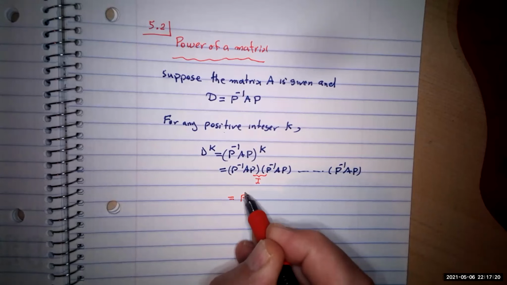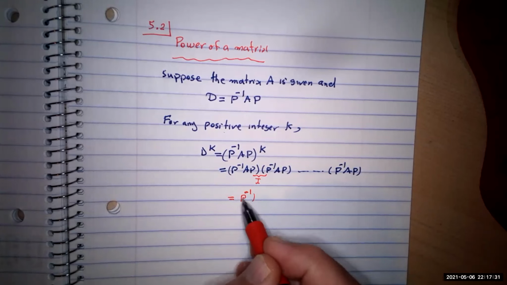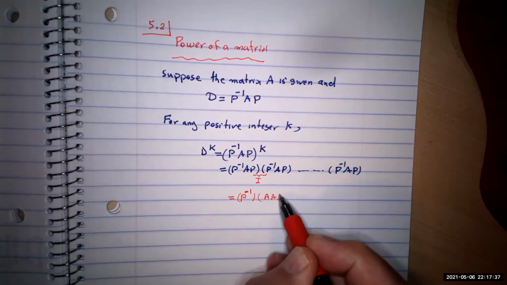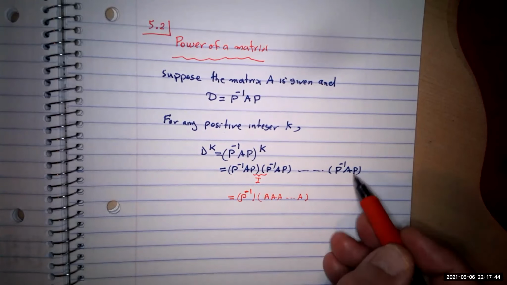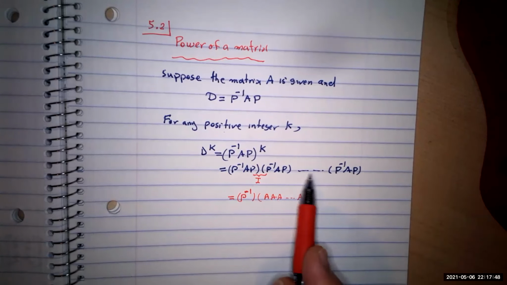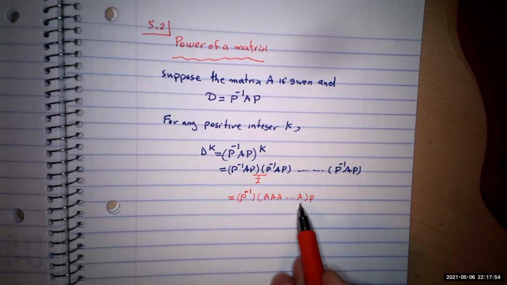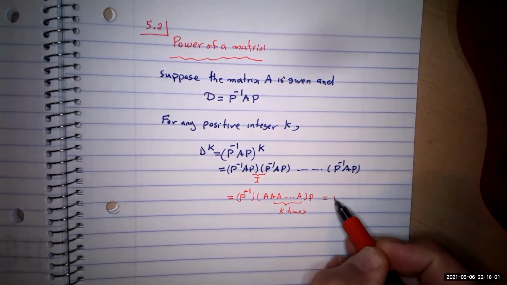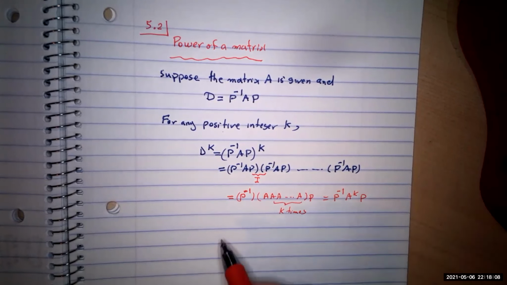The P inverse would stay as is at the beginning, but in between, these are going to disappear. So we're going to get A, and at the end we are going to get the P here. Anything in between, this P inverse times P would be identity and would disappear. And of course this is K times. So the result is going to be P inverse of A to the K times P. That would be a very nice result.